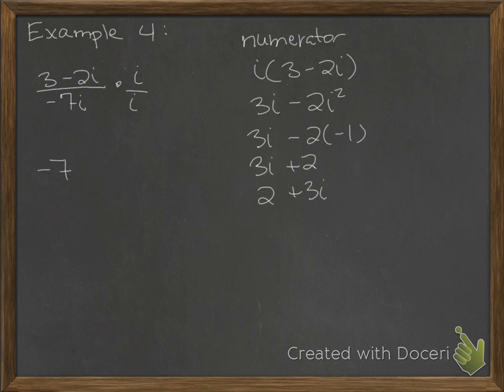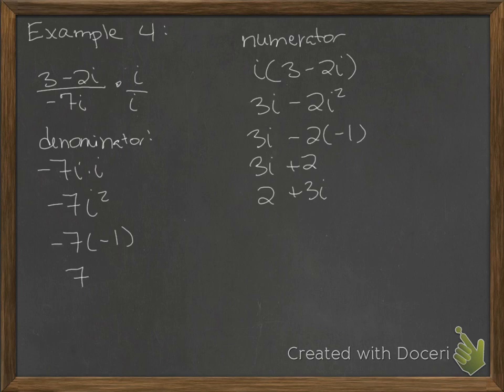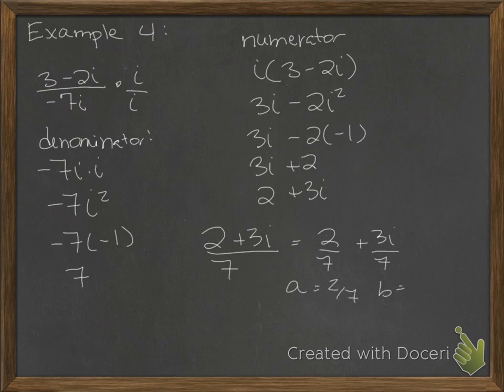For my denominator, I guess I should label this here, denominator. So that's going to give me negative 7i squared. Remember, i squared is negative 1, so that gives me positive 7. So my final answer is 2 plus 3i all over 7. If you're asked to break it into a plus bi form, we can do that quite simply. And then in this case, a would be 2 over 7 and b would be 3 over 7.